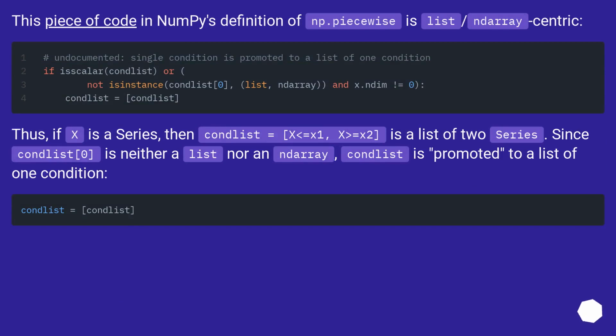This piece of code in NumPy's definition of np.piecewise is list/array-centric. Thus, if x is a series, then condlist = [x < x1, x >= x2] is a list of two series. Since condlist[0] is neither a list nor an array, condlist is promoted to a list of one condition.